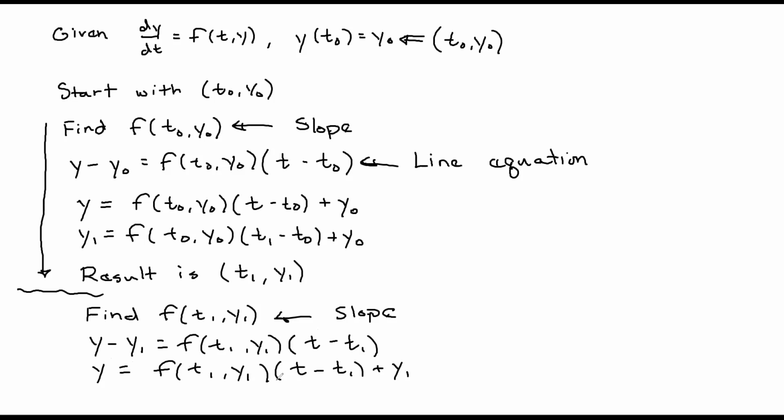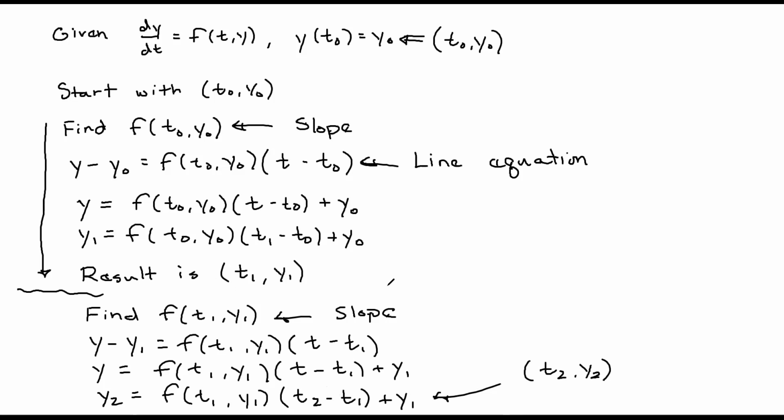And the specific t value that we want to plug in is the next increment. To get the next increment, we want to go to t2. So we're going to plug in t2 and you'll get y2 equals f of t1 comma y1 times t2 minus t1 plus y1. And the result of this is going to be the point t2 comma y2. You can just continue this, and each time you'll end up getting the next point. Seeing the pattern here: slope, line equation, move the y over, plug in, next point, and so on.